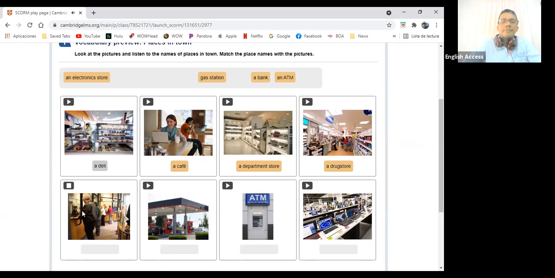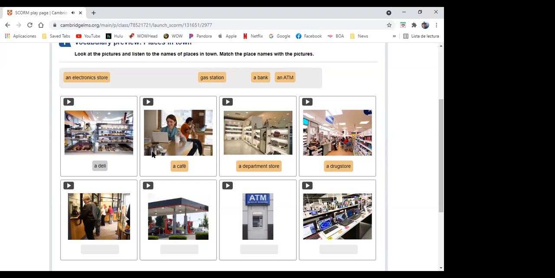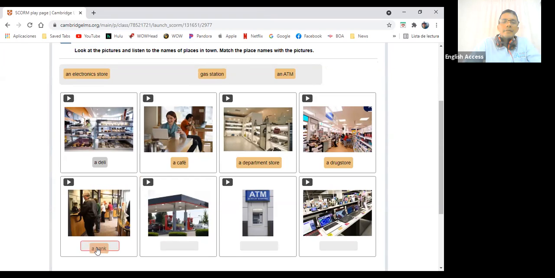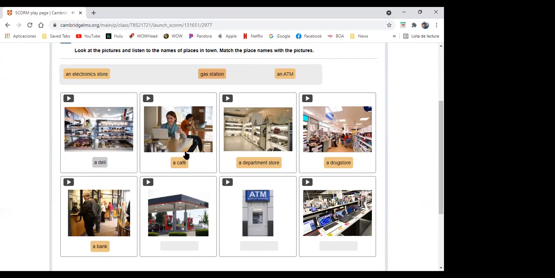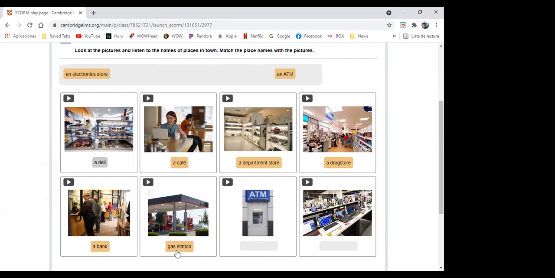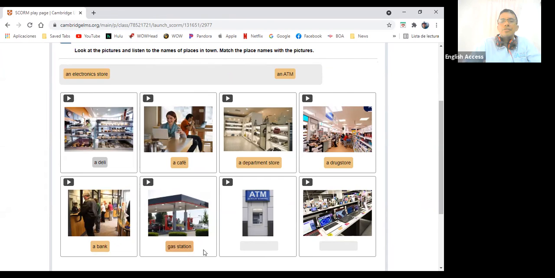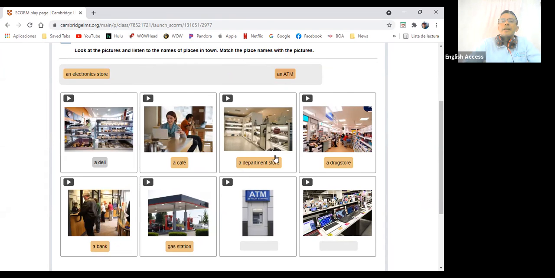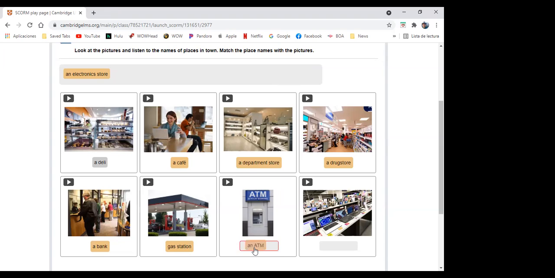A bank. A bank. Gas station. Gas station, together, gas station. An ATM. An ATM.